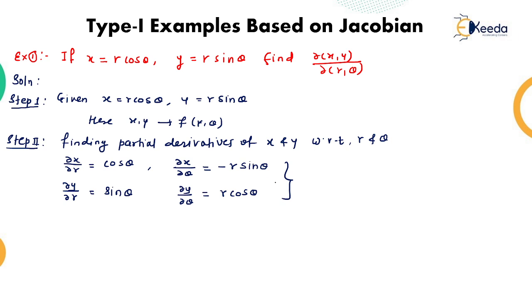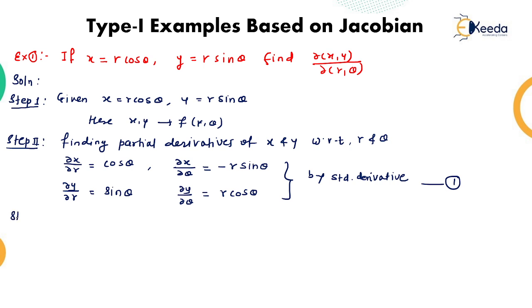All these are standard derivatives. This is nothing but partial derivatives, but you have to take the other variables as constant: when we differentiate x with respect to r we keep theta constant, and when we differentiate x with respect to theta we keep r constant. So this is step number 2, we find all the possible derivatives of the given variables.